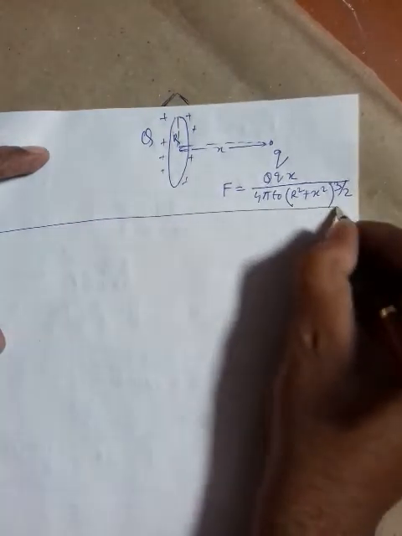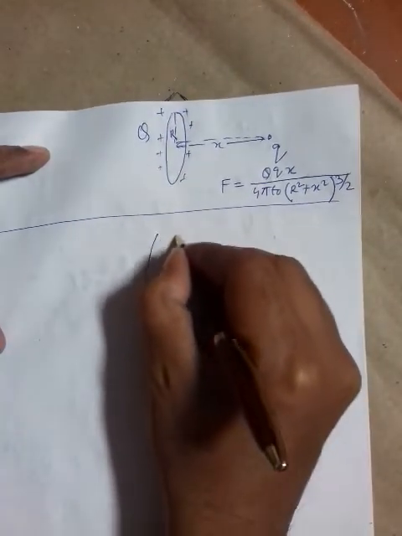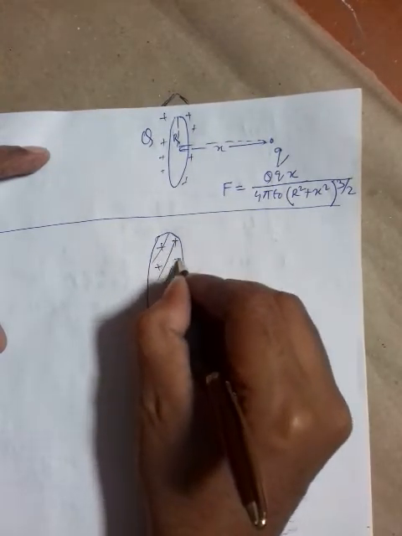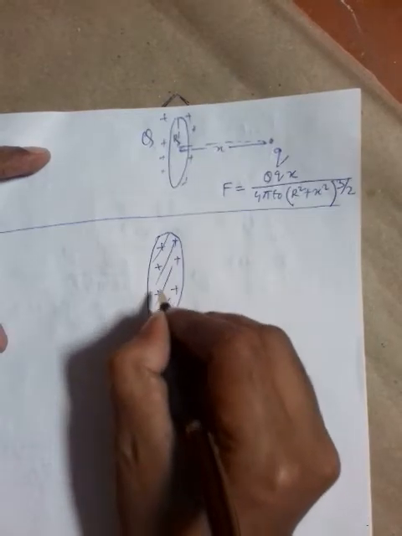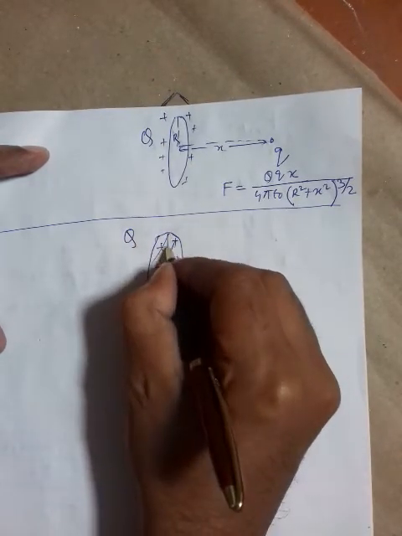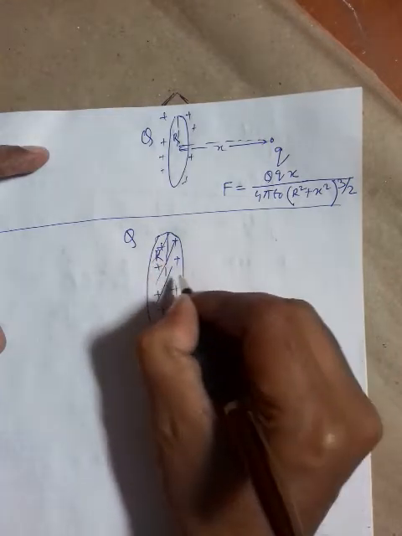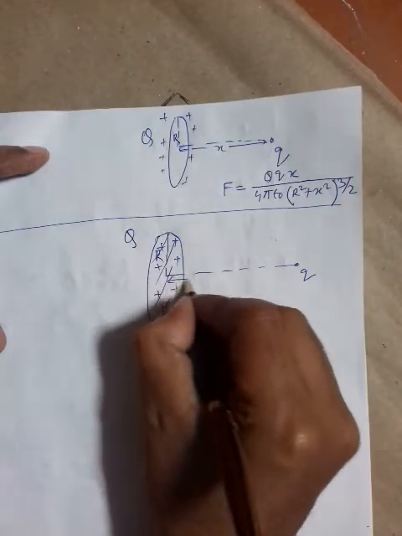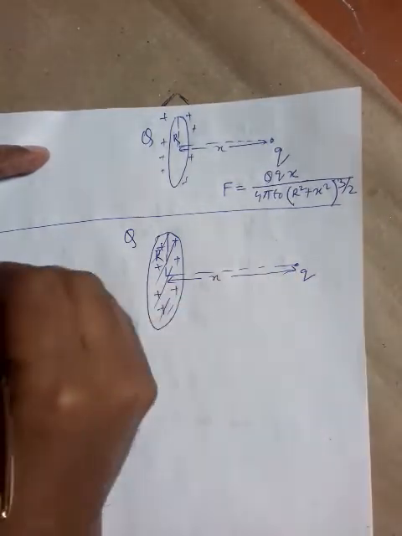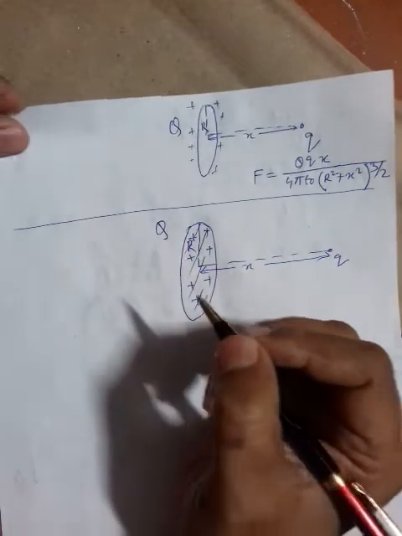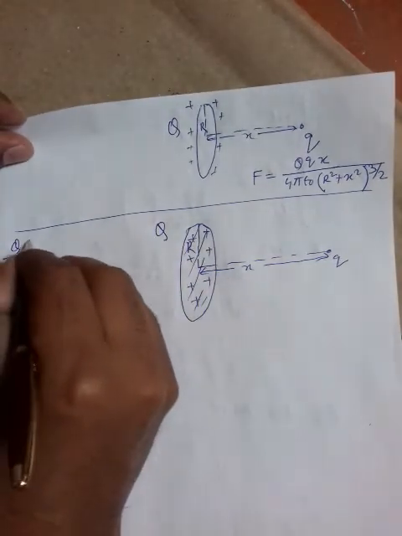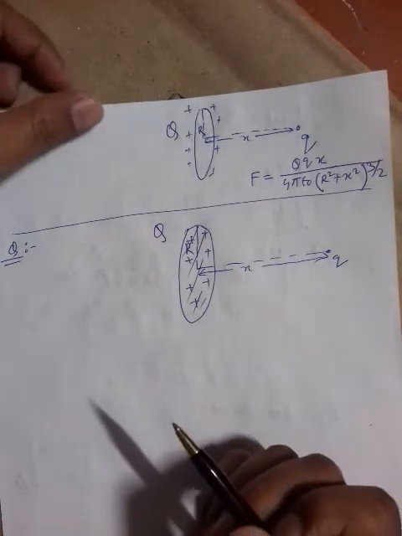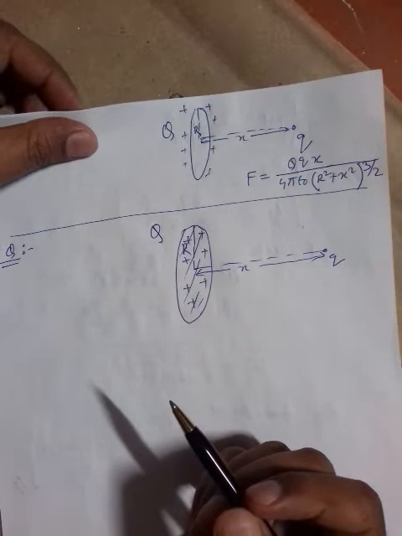Now I am considering that a circular disc is present. It is not a ring, it's a disc. This disc is charged and it is carrying total charge Q. It is of radius r, and I am considering a point charge q here at some distance x. You should write the question first. As you know, I always want pen and paper from your side, so you should be ready with pen and paper to write the question.